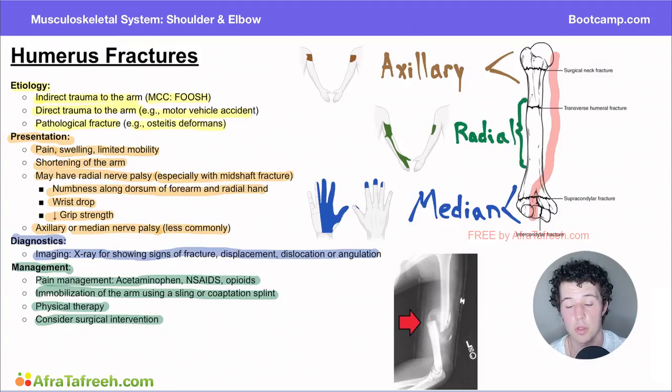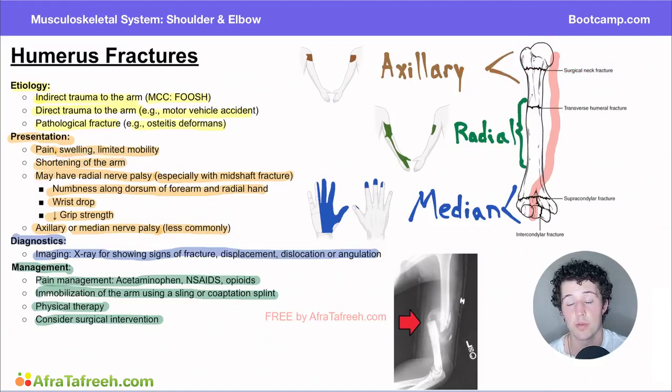Humerus fractures are most commonly caused by trauma, either direct or indirect, with the most common cause being falling on an outstretched hand, and this is typically seen in older populations. Additionally, pathological fractures can contribute to the breaking of this bone. Your patient will have pain, swelling, and limited mobility of the arm and may have a shortening of the arm, especially depending on the displacement of the bone.